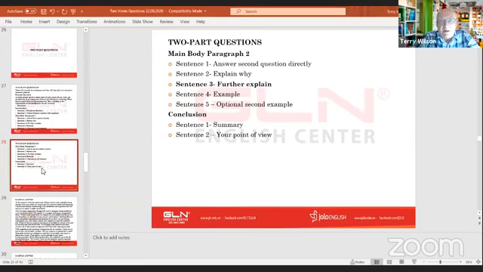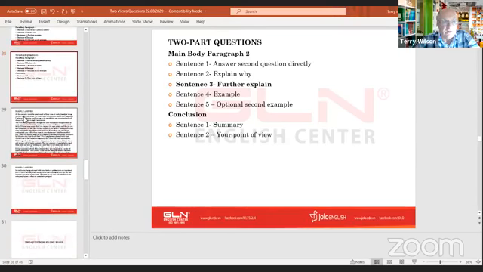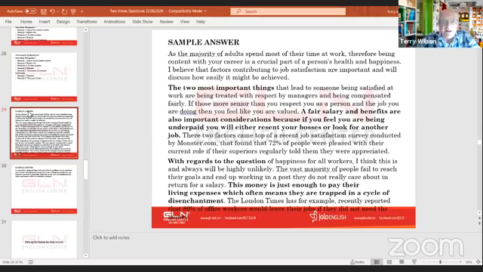So main body paragraph 2. So you answer the second question. Again, an optional second example. And then 2 sentences for the conclusion. And here is the British Council model answer.